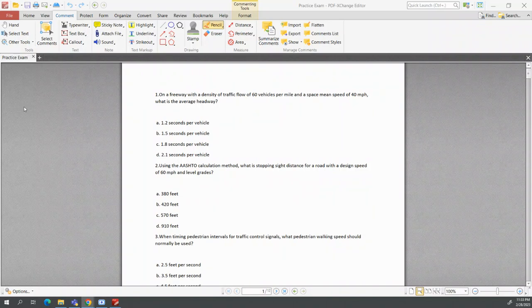Hello everybody. Today we will solve some PTOE questions. These are all traffic engineering related questions. We will do 25 such questions today, and we will also make another series. In the next part, we will solve another 25 questions. So in total, we will solve 50 questions on traffic engineering related problems.